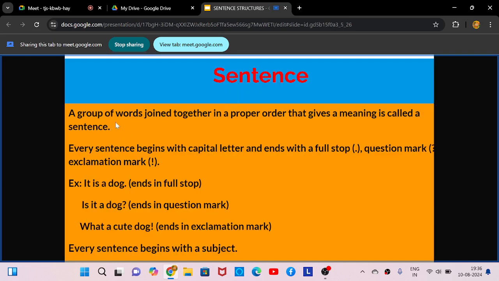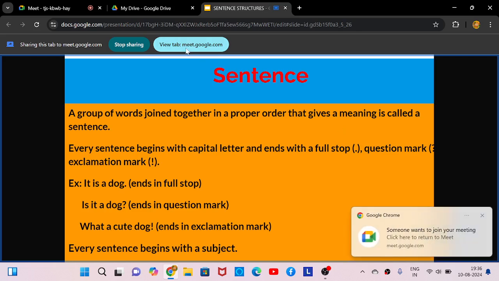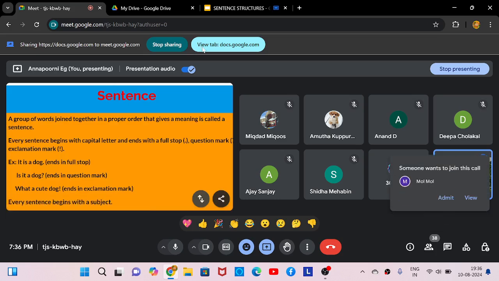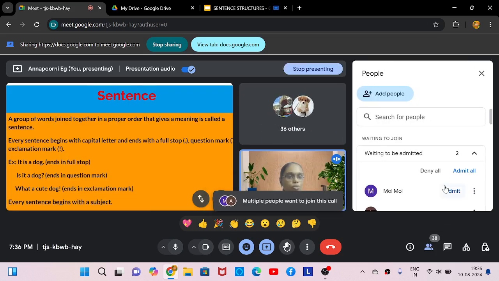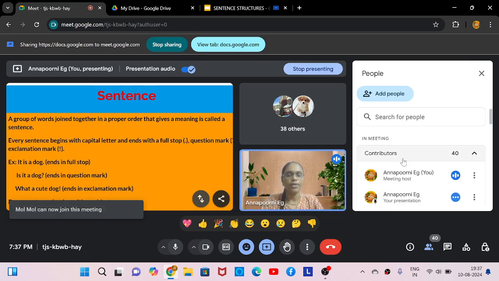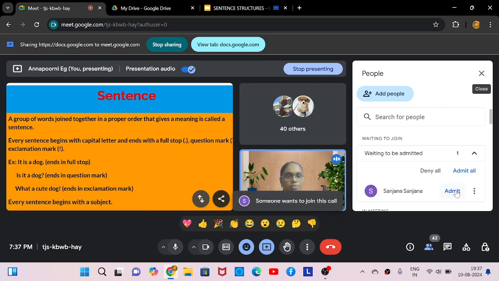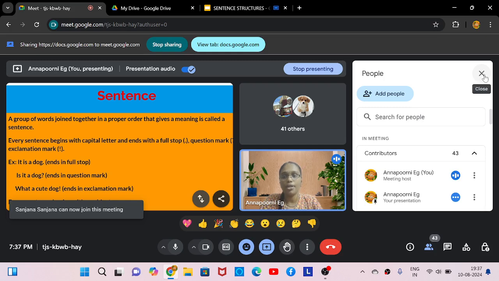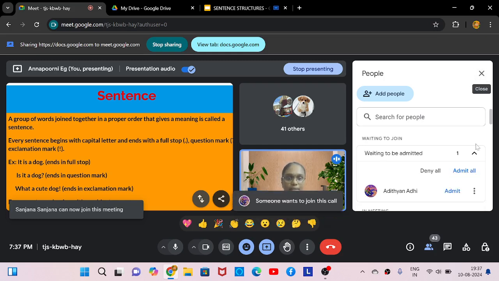As someone has said now, a sentence is a group of words arranged in a proper order. A group of words joined together in a proper order that gives a meaning is called a sentence. So a sentence should be a group of words. Is it enough to simply write some 4 to 5 words? Definitely no. They must be joined together in a proper order so that it gives a meaning.